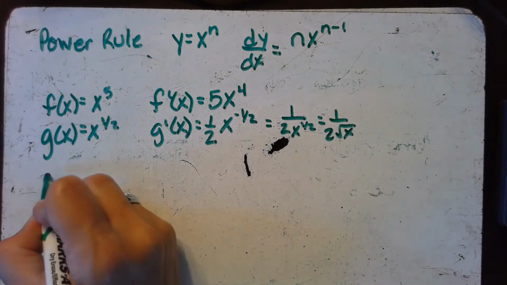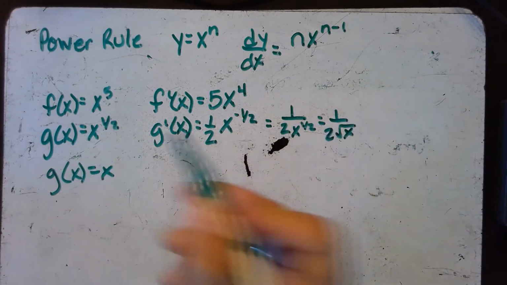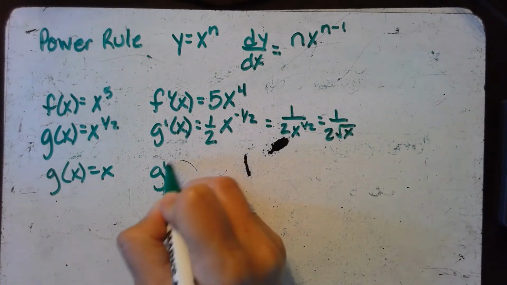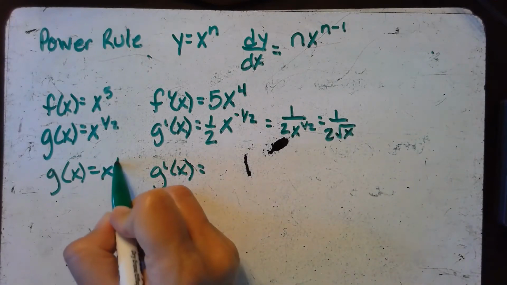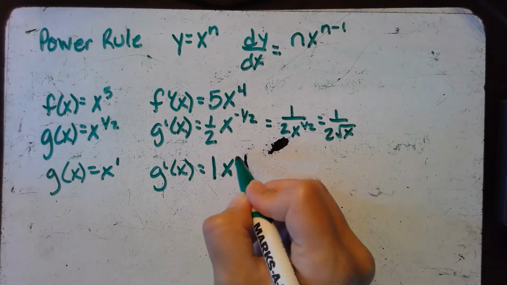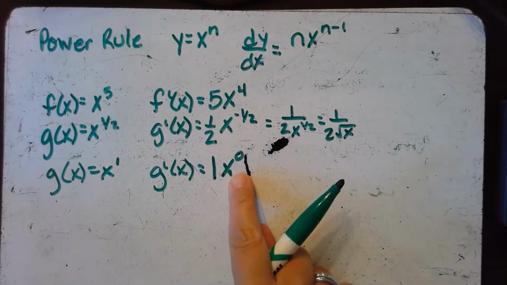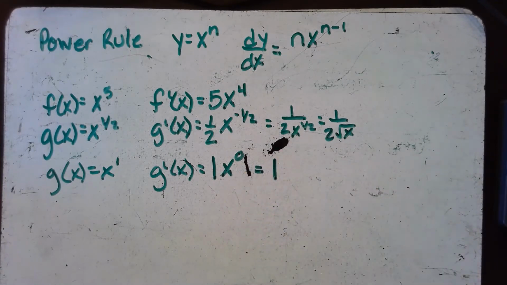All right, let's say g of x equals x. So g prime of x in this case. Let's think about it. The exponent here is 1, so I'm going to multiply the front by 1, and I drop the exponent by 0, but what is anything to the 0 power? 1. So really, it's just that coefficient of 1.